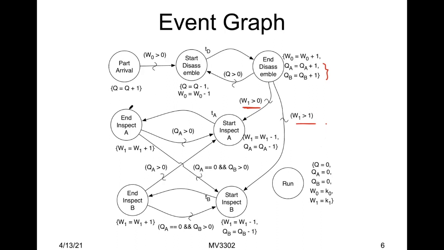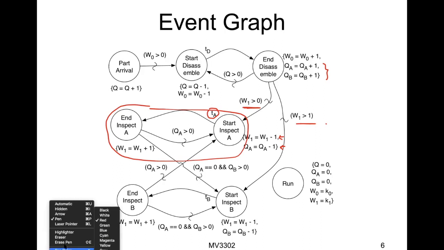Now let's focus only on this piece right here. When we start inspecting A, we now have one fewer worker for inspection and one less in the queue. Then we schedule the inspection time with a delay of how long it takes to inspect part A. And when we finish, we'll do the finishing in just a second, because it's fairly complicated.